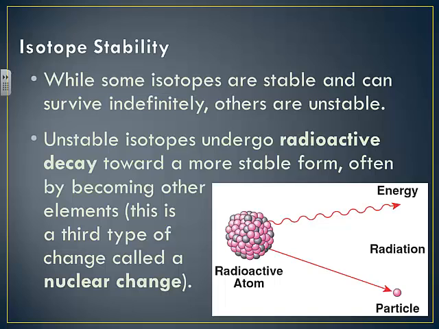As you look at this diagram, you can see that radiation is emitted as a particle is ejected from the nucleus of the radioactive atom, and high energy waves are given off.